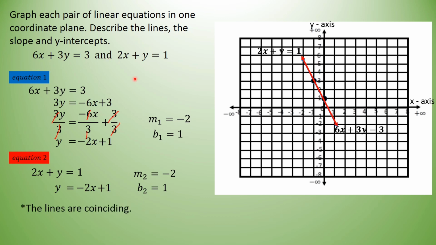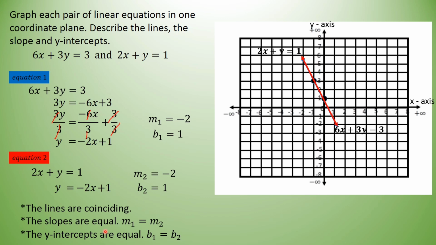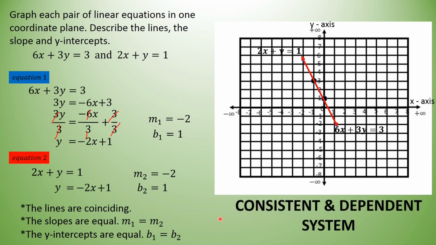Let us describe the lines. So the lines are coinciding. Kapag sinabi natin coinciding, lahat ng points na dinaanan ng ating first line ay the same points na dadaanan din ng ating second line. Next, describe the slope. So the slopes are equal and the y-intercepts are also equal. So in this case, this kind of systems of linear equations in two variables is called consistent and dependent system.